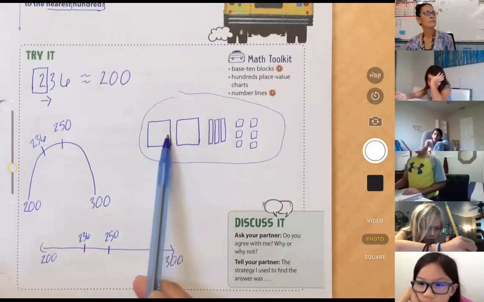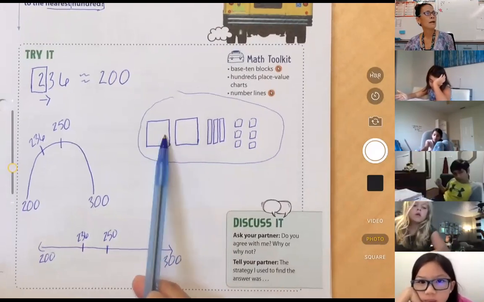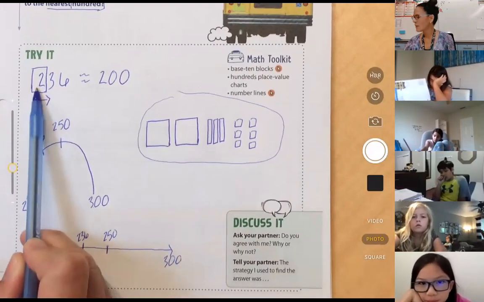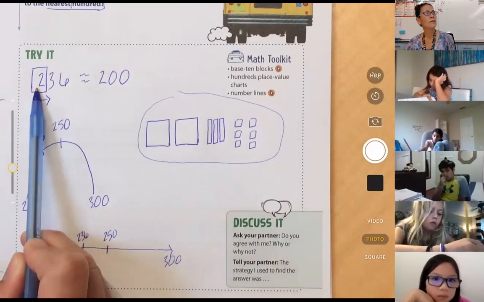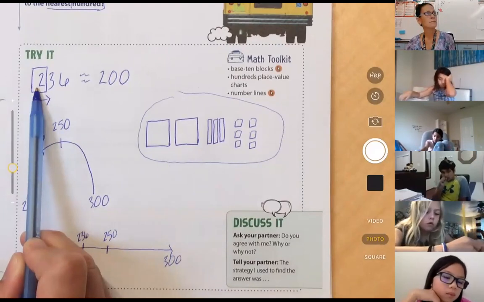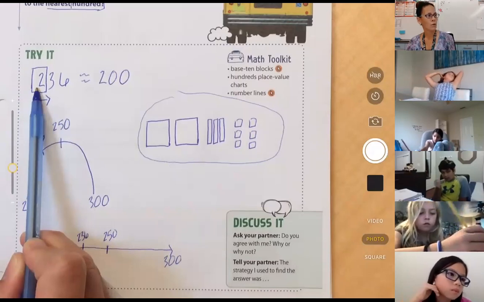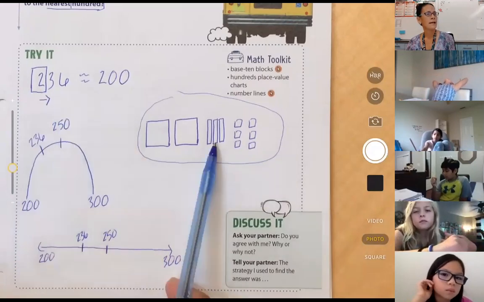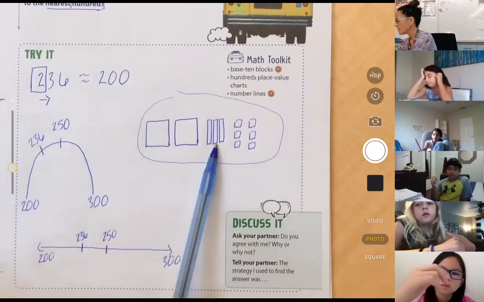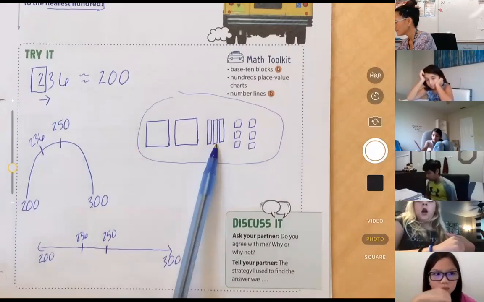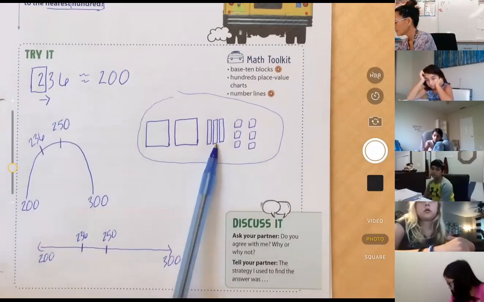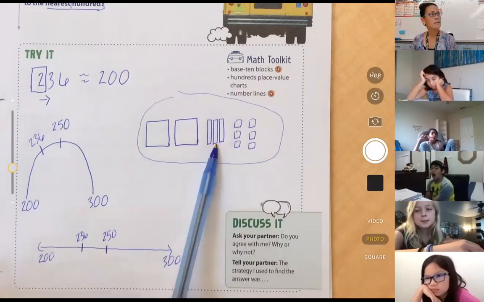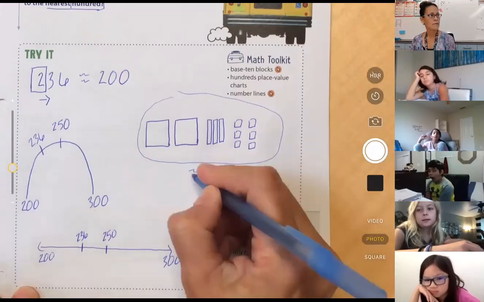200. In order for me to round, I need to look at the place next door. So I'm going to look at my friends over here, the 3 tens in the model, and it's clearly 4 or less. So the rounding is down to 200. Many, many different ways that we could model this.